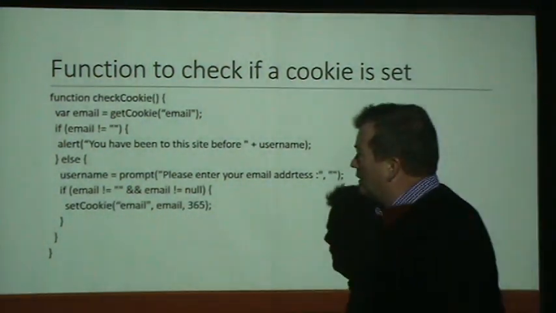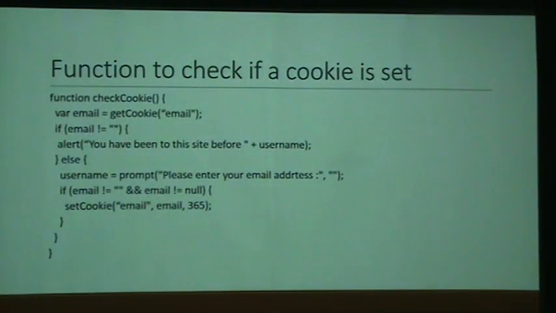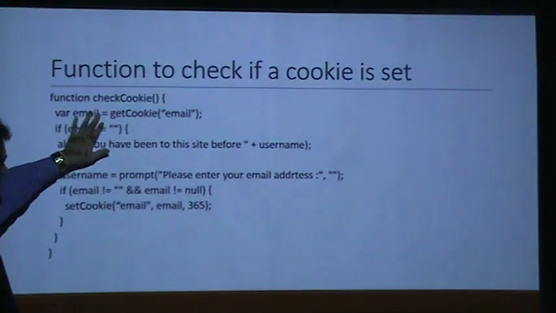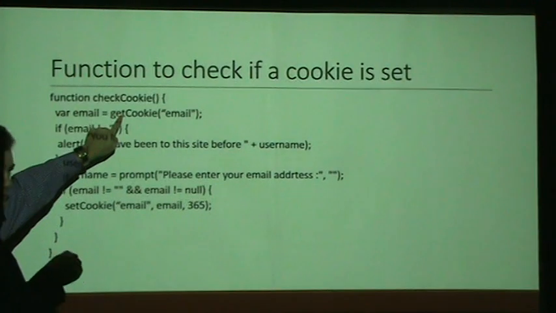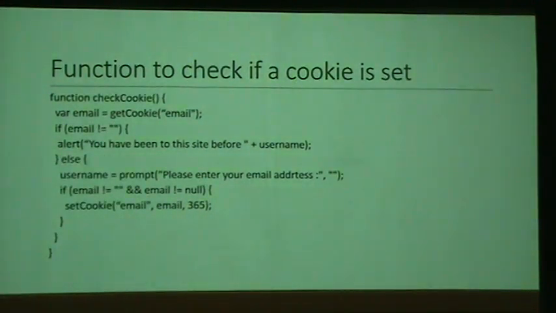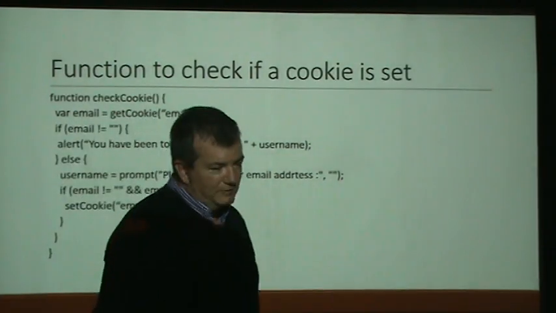Okay, so the function check cookie. Let's say we want to check to see if the cookie is set. We can have a function called check cookie. We have a variable email equals, and then we get the email cookie. So this function is calling the function we just did on the previous screen.